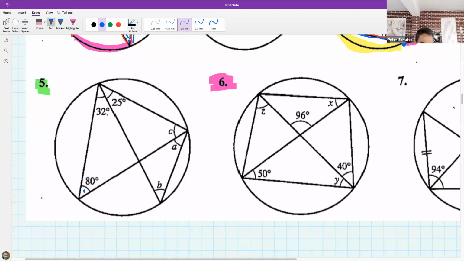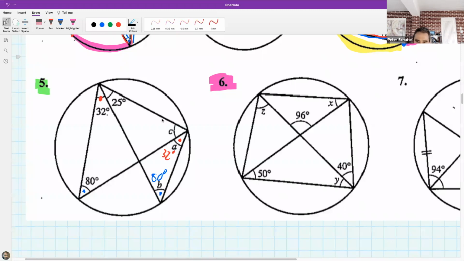So it feels like these are in relationship. So that's an 80. And then it feels like this 32 is related to this one over here, which would be 32 degrees. Now, the harder one is C.